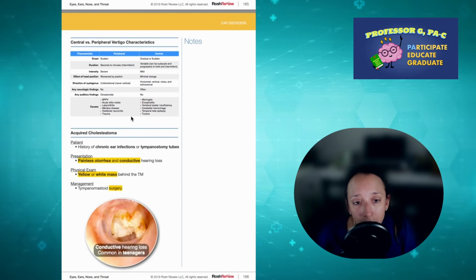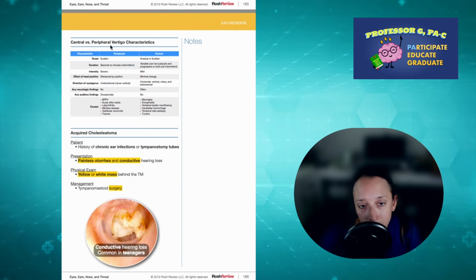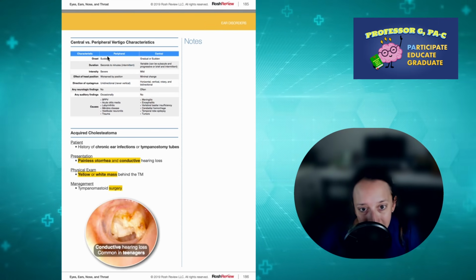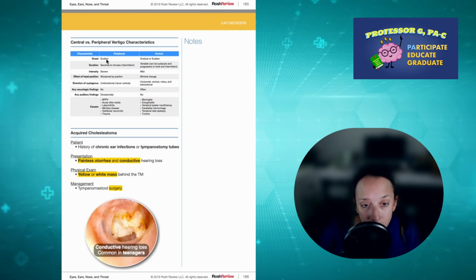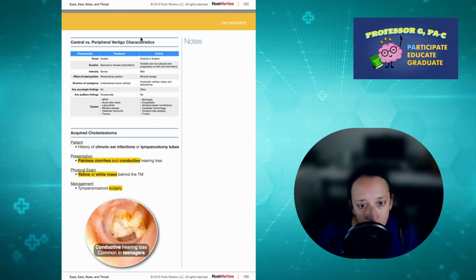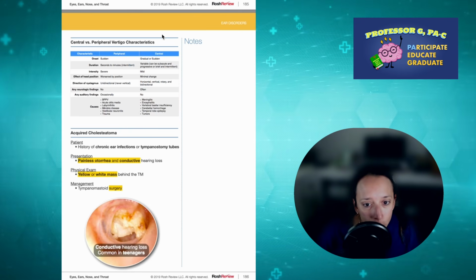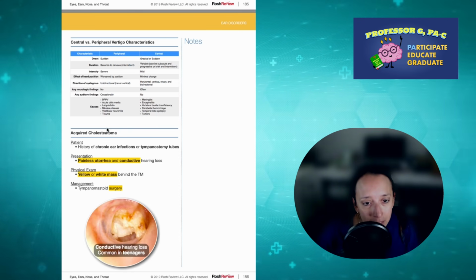All right. One other thing, to take a step back here, is know the difference between central and peripheral vertigo. Maybe not so much for an EENT module test, but on the big picture on your PANCE exam, you're really going to have to know the difference. And so I think this chart we'll save for later, but basically we need to compare our neuro stuff with our ENT stuff.